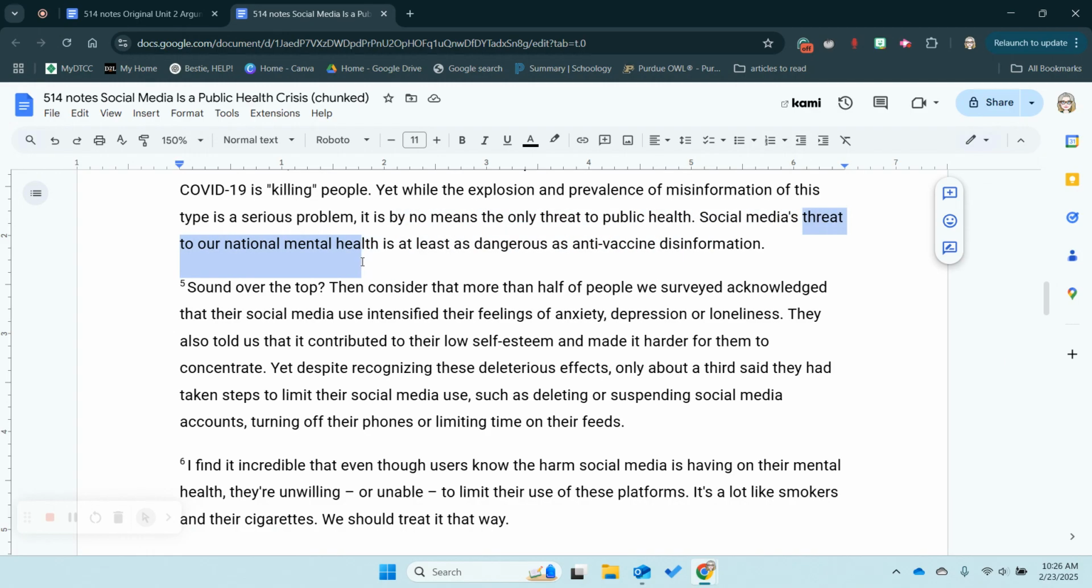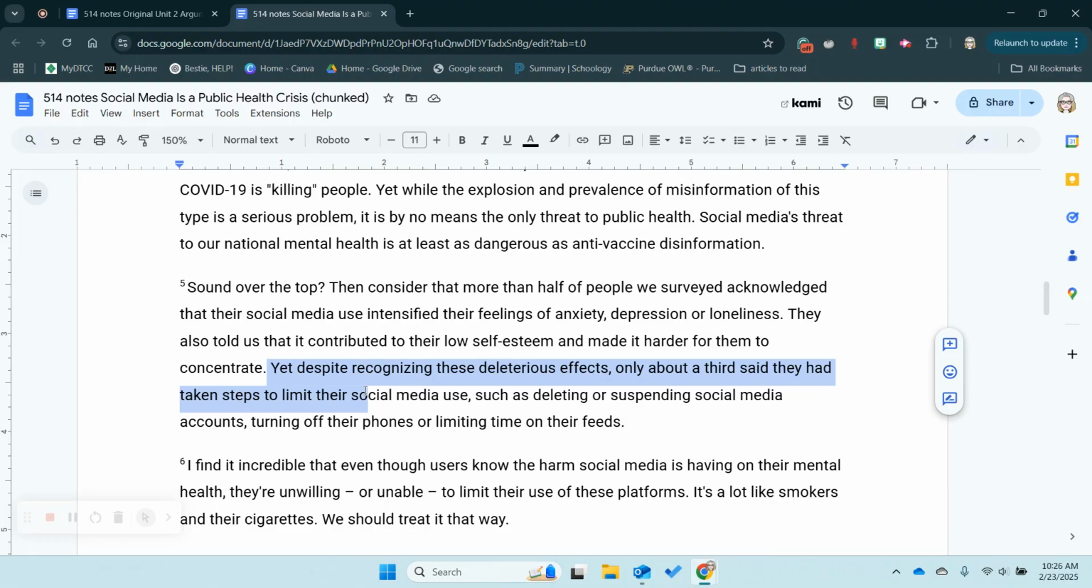So again, threat to national mental health. Social media's threat to our national mental health. There's that repeated concept. So let's see what she gets into here that's actually new and also repeated. More than half of the people we surveyed acknowledge that their social media use intensified their feelings of anxiety, depression, or loneliness. Okay, so a lot of people are saying that social media hurts their mental health, so we already have that covered. They also told us that it contributed to their low self-esteem and made it harder for them to concentrate. Social media, bad for mental health. So this is all stuff that we've heard before.